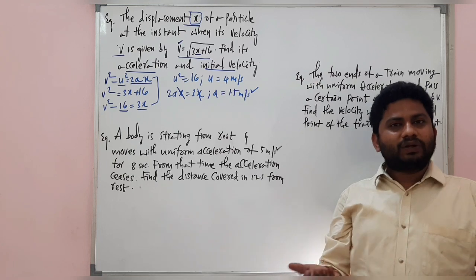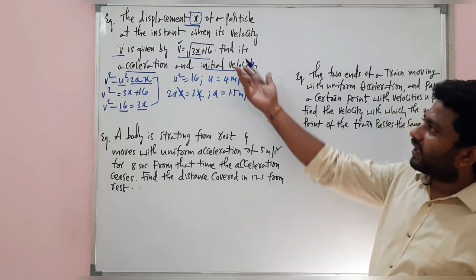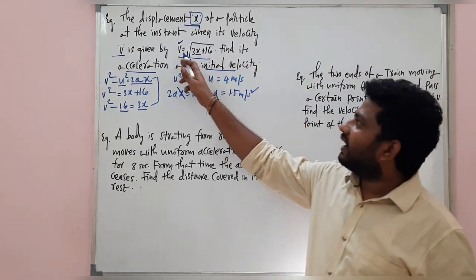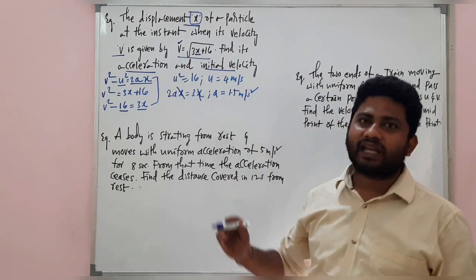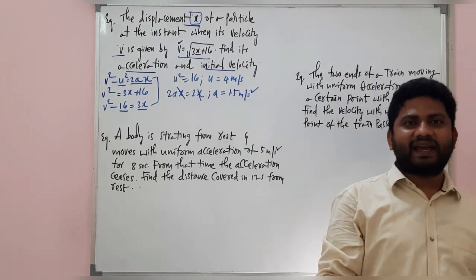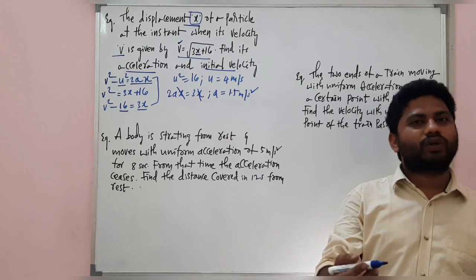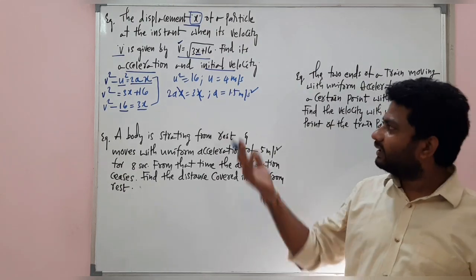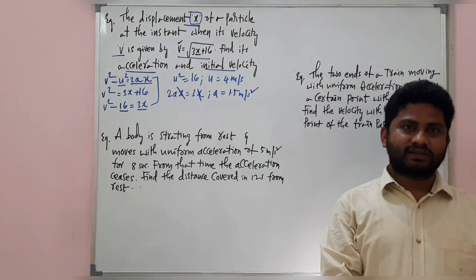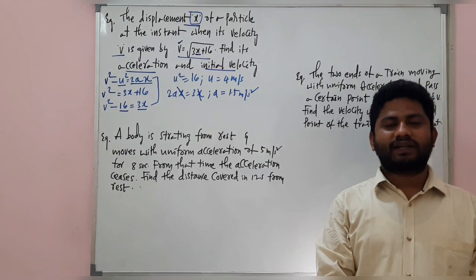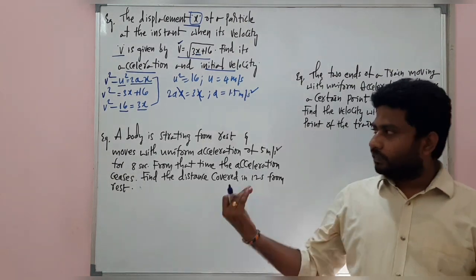Understand? Because there is no concept of time given. If there is a velocity depending on the time, at least you could find acceleration. Acceleration is equal to dv by dt, right? But here there is no chance except the comparison, right?